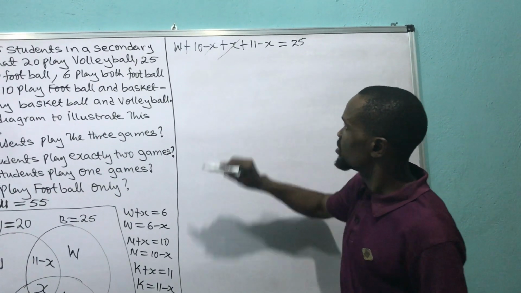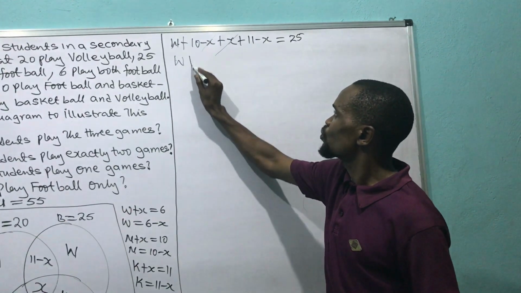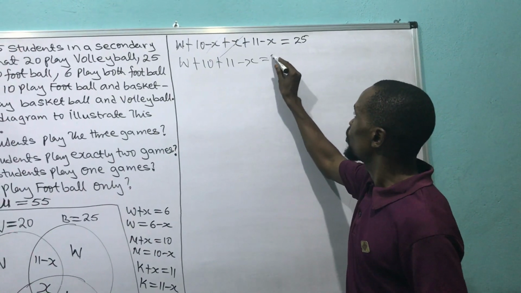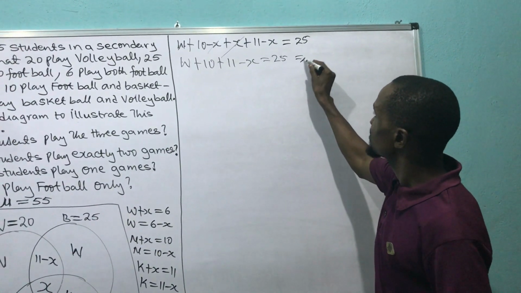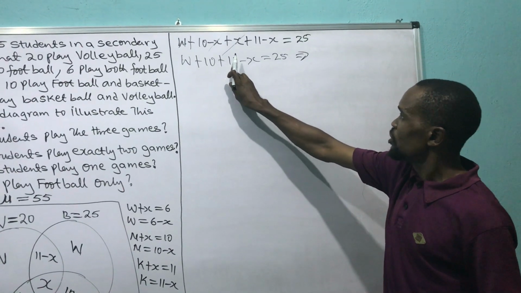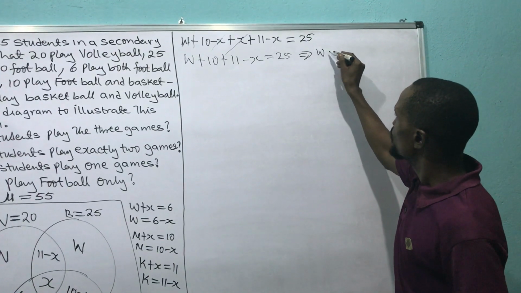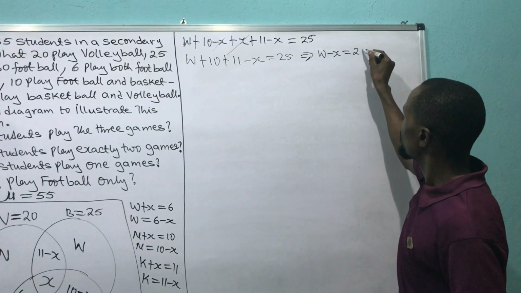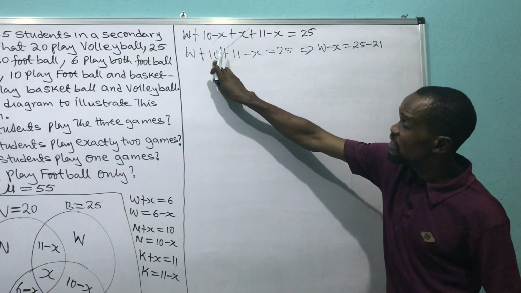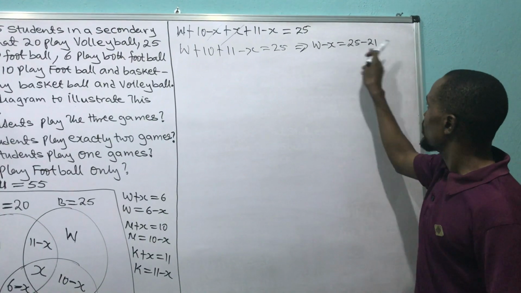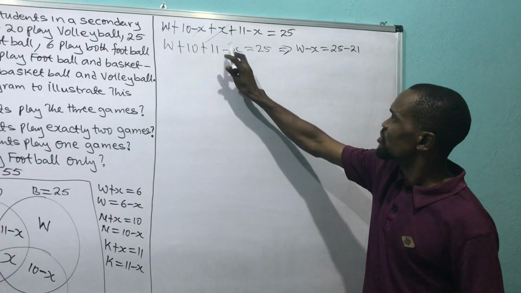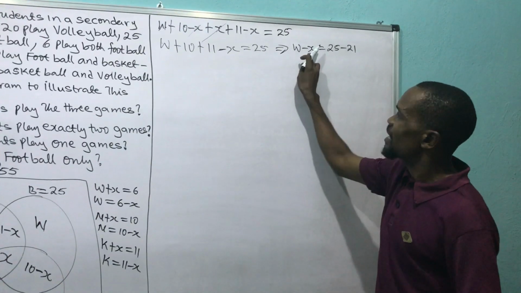It's gone. I have W plus 10 plus 11 minus X equals 25. This implies that this plus this will give me 21. I have my W minus X is equal to 25 minus 21. You know that this plus this is 21. Going over there, it becomes minus. I have W minus X. The one that is minus is X, so it carries minus over there.